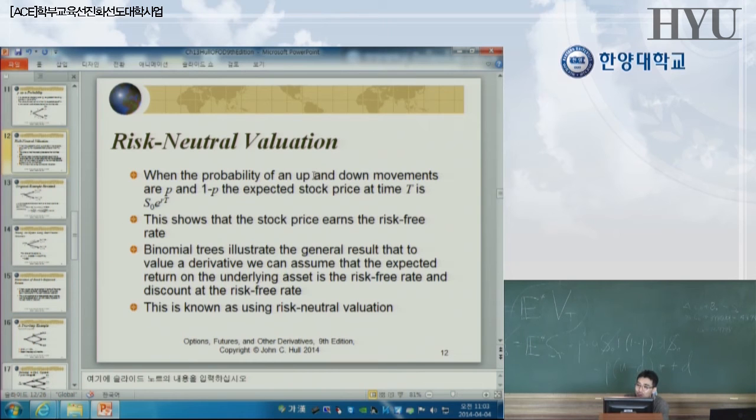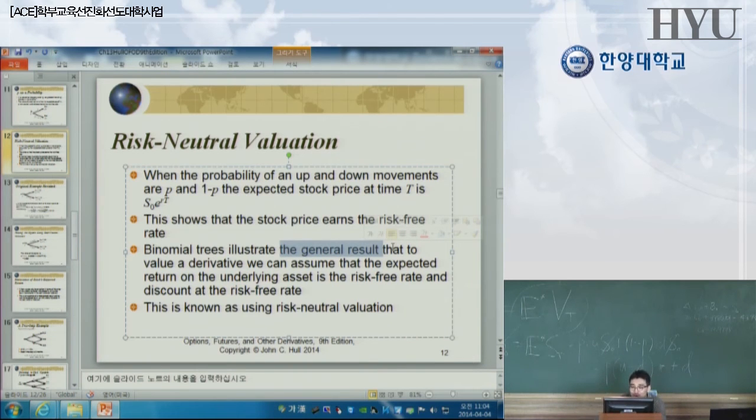When the probabilities of up and down movements are P and 1 minus P, the expected stock price at time T is this one. Right? This shows that the stock price grows at the risk-free rate in a risk-neutral world. Binomial trees illustrate the general result, so it is a general result. It holds for every asset.